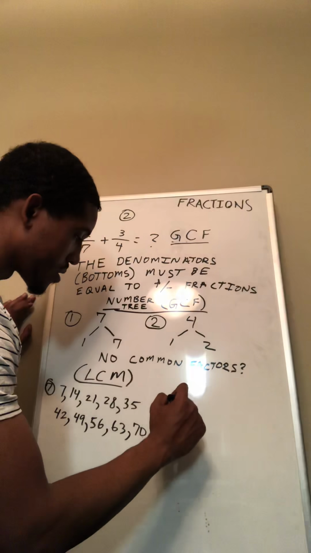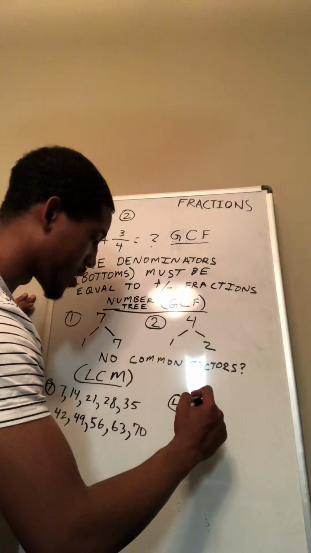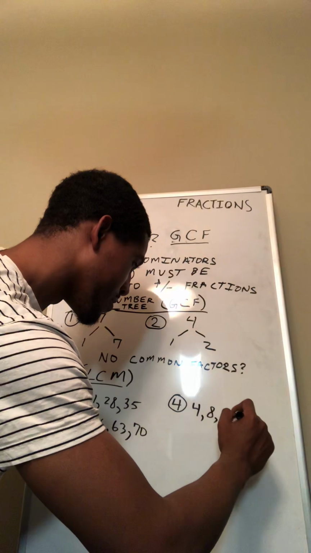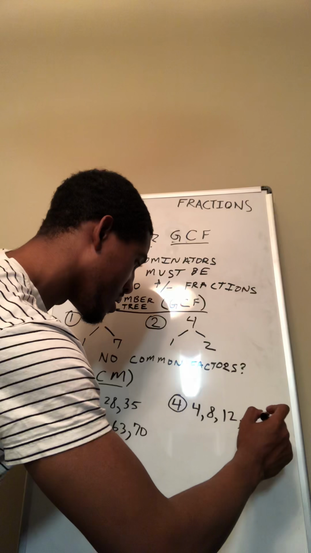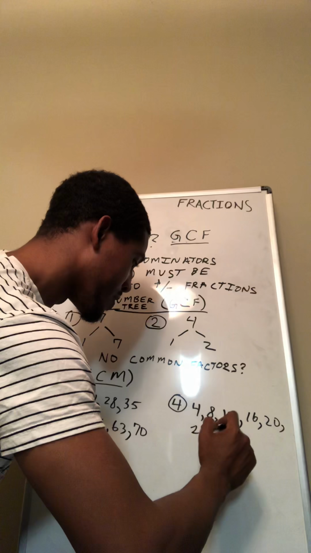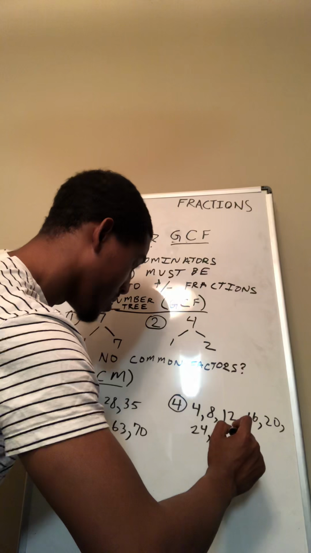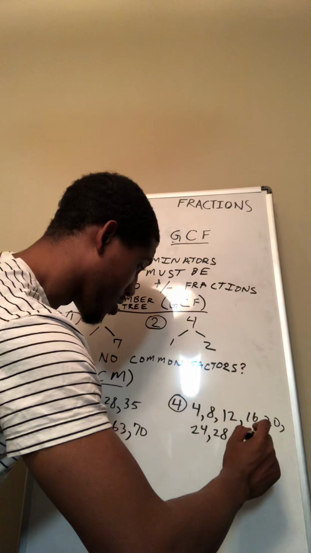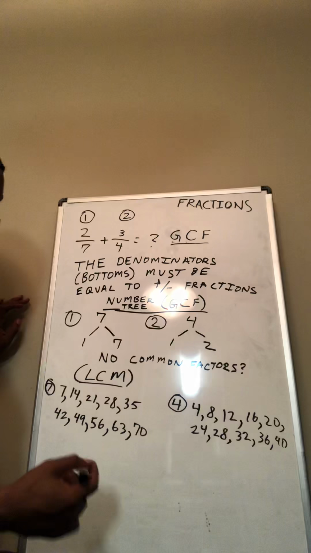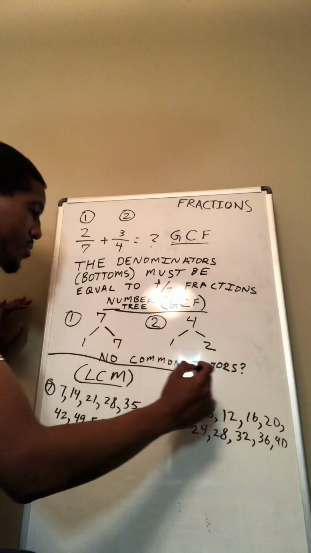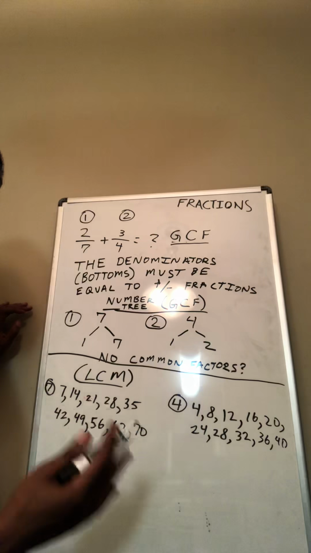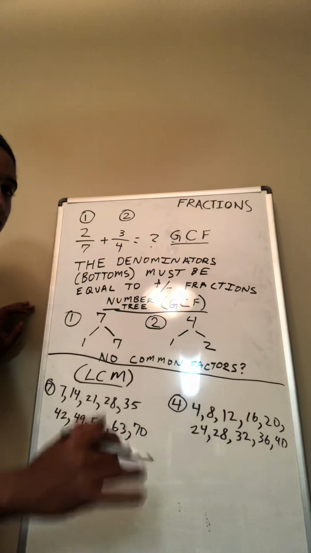Now for 4, the multiples of 4 for 1 through 10 are 4, 8, 12, 16, 20, 24, 28, 32, 36, and 40. So once again, this is the method of the least common multiple, or LCM. Now it's important that your students know all their multiples up to 10.